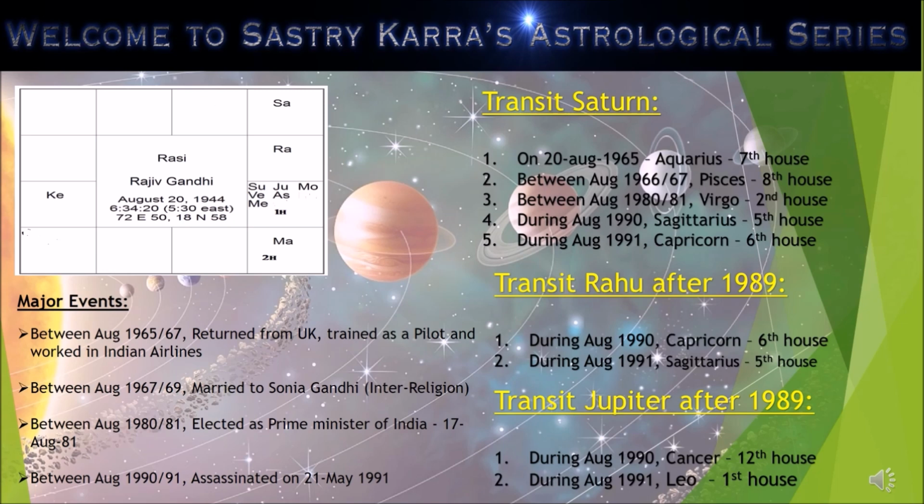Now let's go and look at transit Jupiter. The reason why I want to look at Jupiter is because natal Jupiter is the 8th house lord, Marakasthanadipati, and in 1990 August he is in Cancer. That's the 12th house, co-joined with natal Rahu, and by 1991 August it moved to the 1st house, self. So the 8th house lord, natal Jupiter is already there. Now transit Jupiter is entering the 1st house.